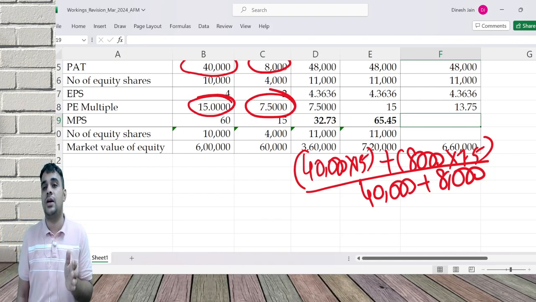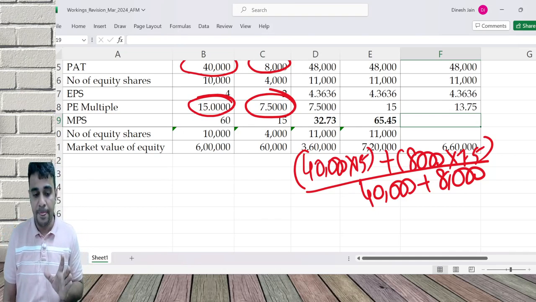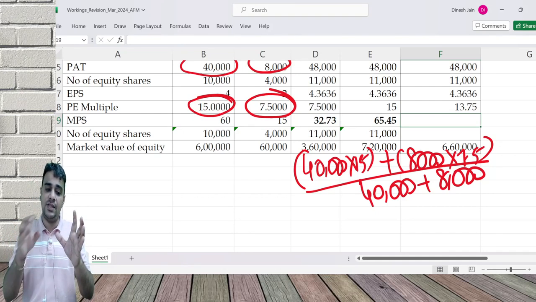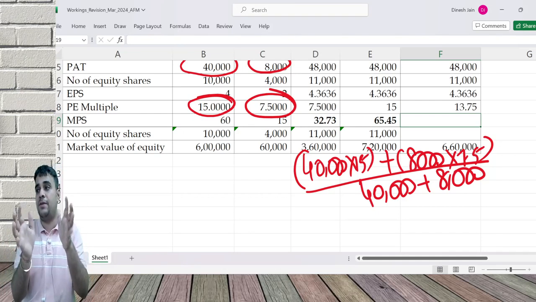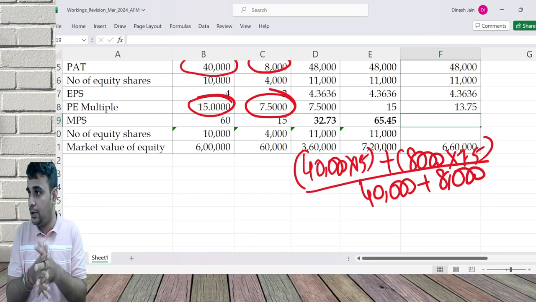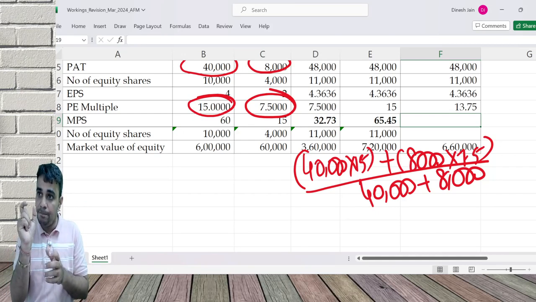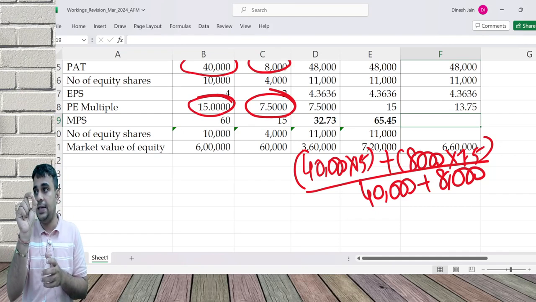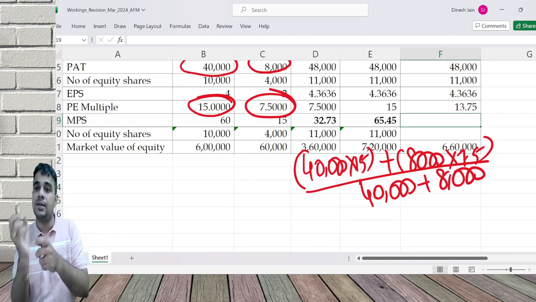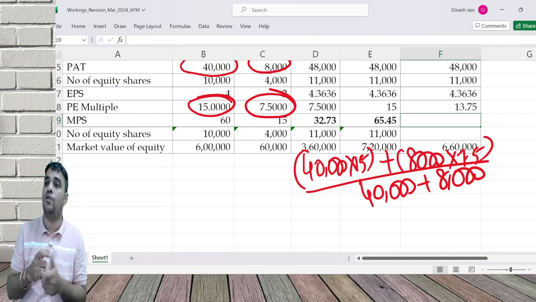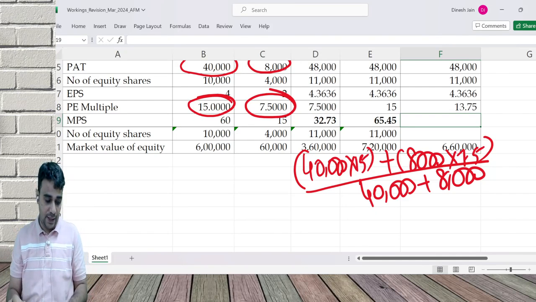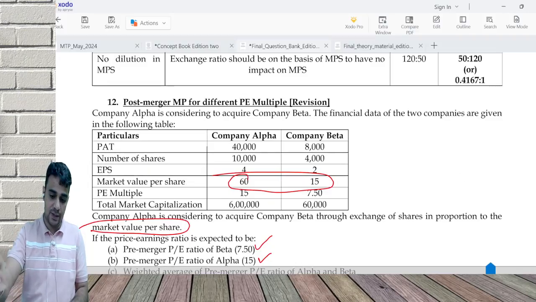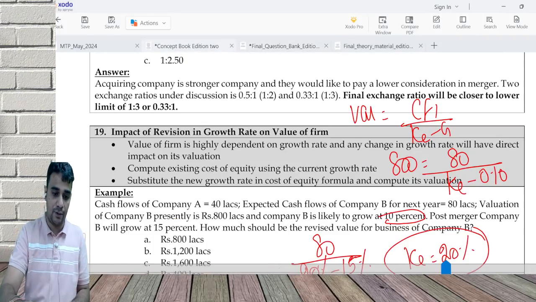So 40,000 is the PAT of the first company. What is P weighted average? It is taking a weighted average, not a simple average. Simple average is 15 plus 7.5 divided by 2. For 15, the weight is 40. For 7.5, the weight is only 8. So when you do weighted average, the answer is coming closer to 15 because that has more weight. Now, just to explain this with another example, then I come back to this question.